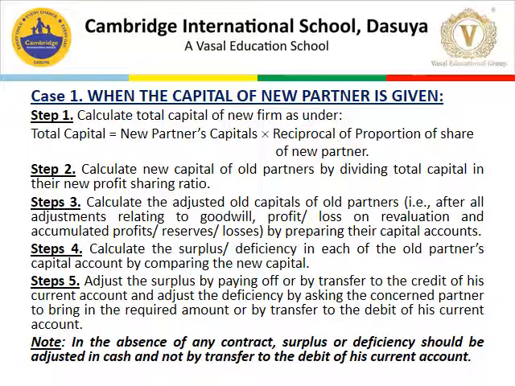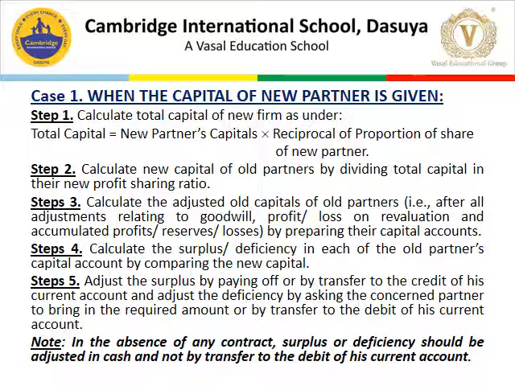In step 3, we will calculate the adjusted old capitals of old partners, that is, after all adjustments relating to goodwill, profit and loss on revaluation, accumulated profits or losses, by preparing their capital accounts. In step number 4, we will calculate the amount of surplus or deficiency in each of the old partner's capital account by comparing with the new capital.